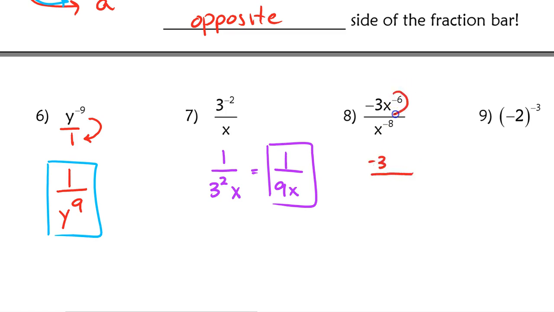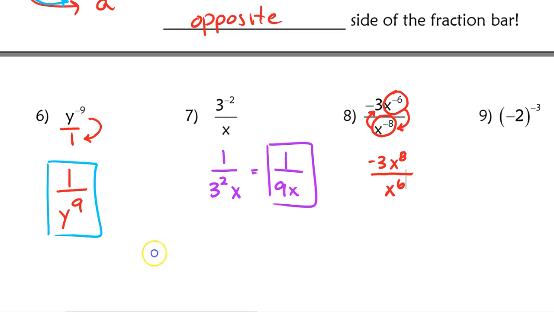But we do have to move this x to the -6 to the basement. And this x to the -8 that's already in the basement is going to have to come upstairs. So I'm going to rewrite this. I have x to the 8th on top now, and x to the 6th on the bottom now, because they're going to both switch spots.